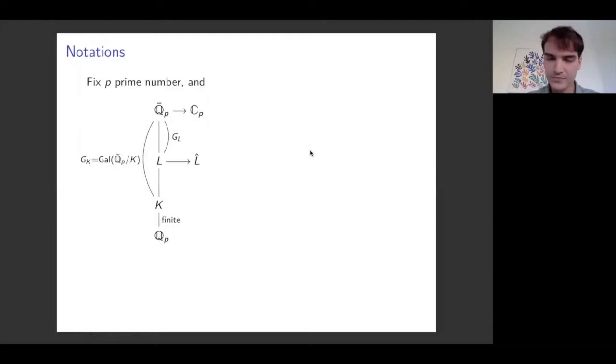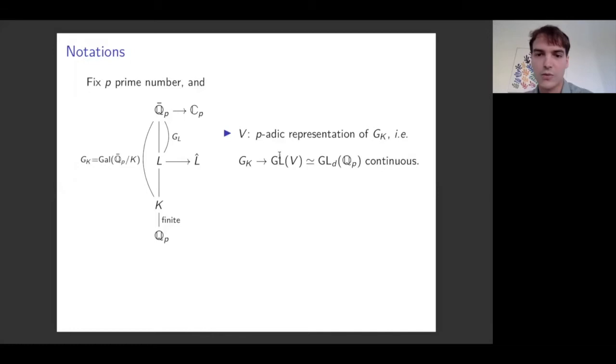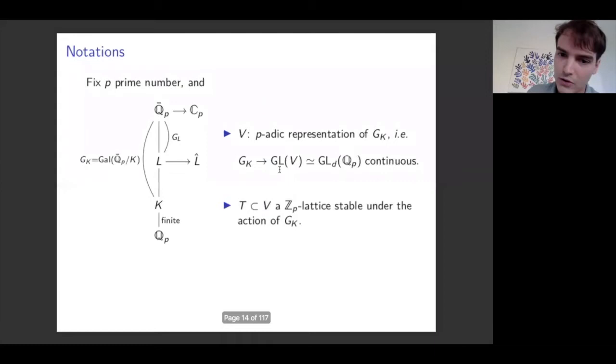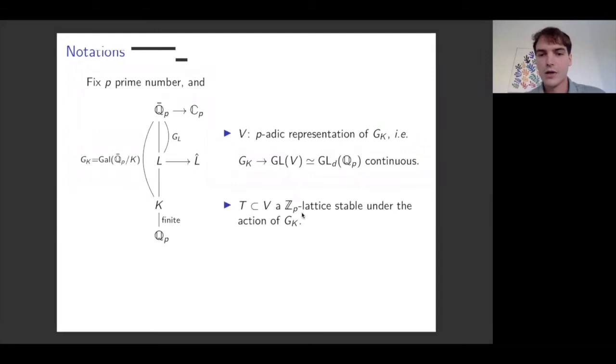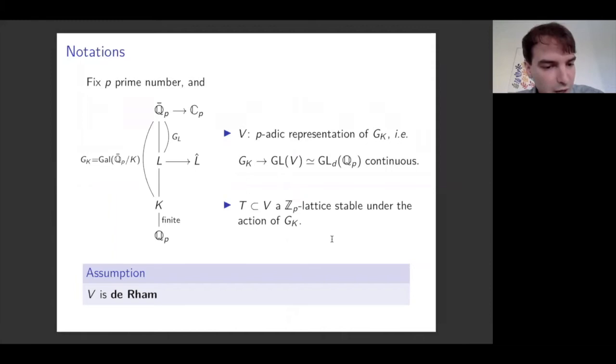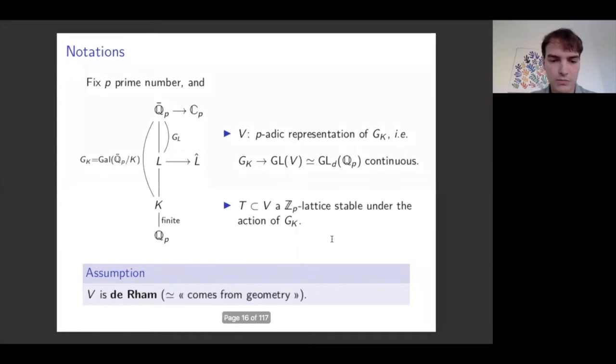Now that we have these fields, we consider a p-adic representation of G_K. Just to be sure we are all on the same page, it's a finite dimensional Q_p vector space equipped with a continuous action of G_K. Inside this p-adic representation V, I also fix a lattice, a Z_p lattice T, stable under this action of G_K. That's our setting for the rest of this talk. And I will make an important assumption for the rest of the talk: that V is de Rham. If you're not familiar with Fontaine's classification of p-adic representations, you can take that loosely as V coming from geometry, whatever that really means.